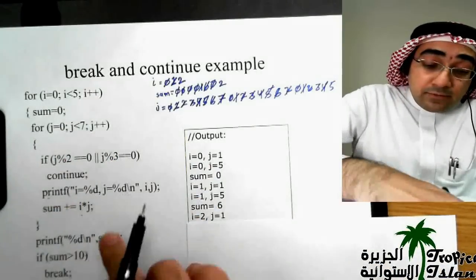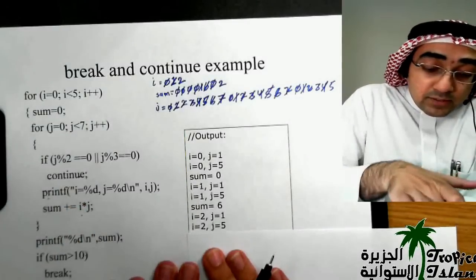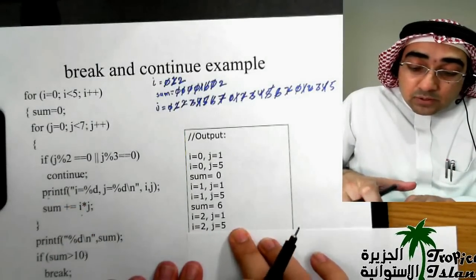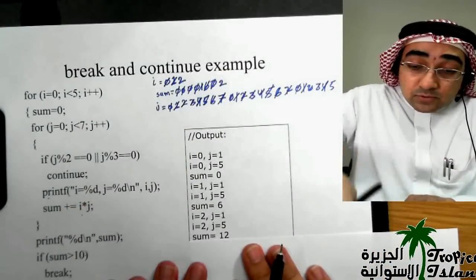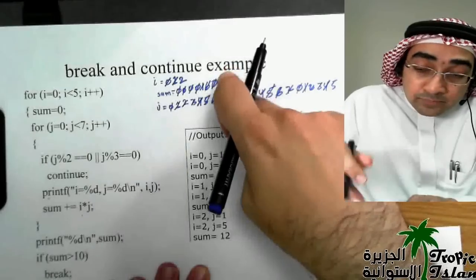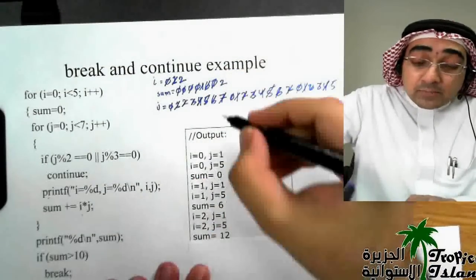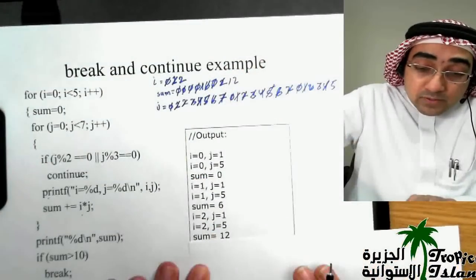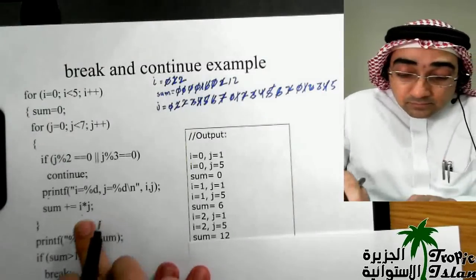Then at 5, this is not true, so I'm going to come over here and I say, okay, I'm going to print i is equal to 2, j is equal to 5. Okay, so 2 and 5, I'm going to print it out. And then I'm going to calculate the sum, which is 2 multiplied by 5 is 10. I'm going to add to it whatever it was over here, so this becomes 12.